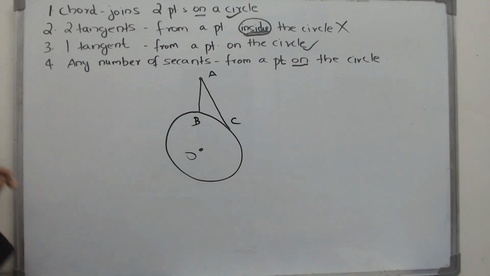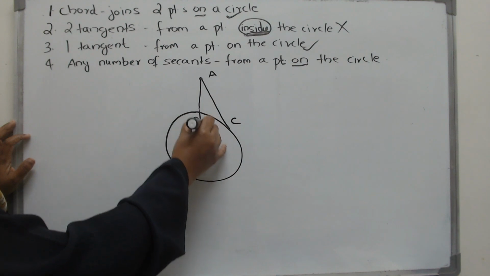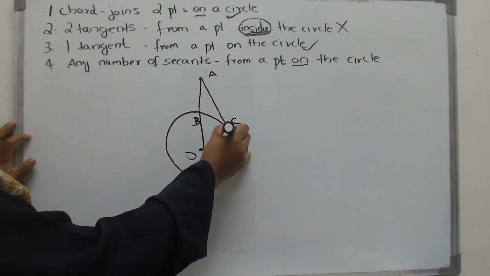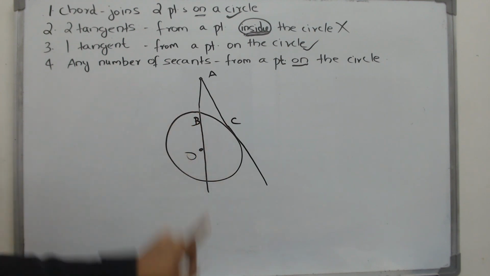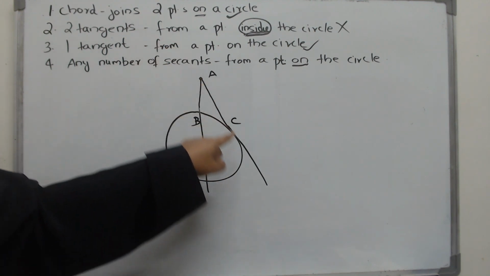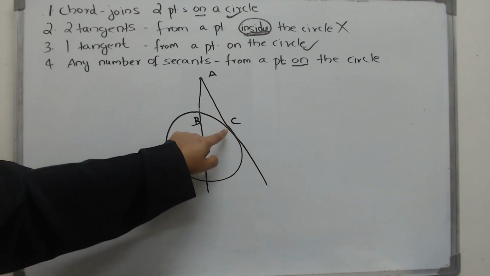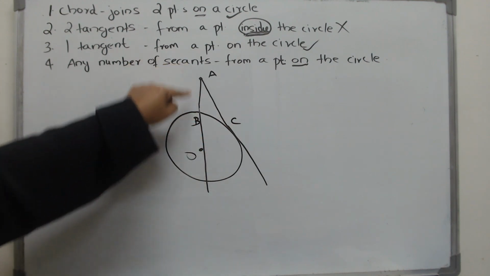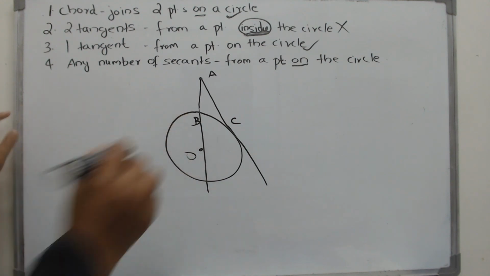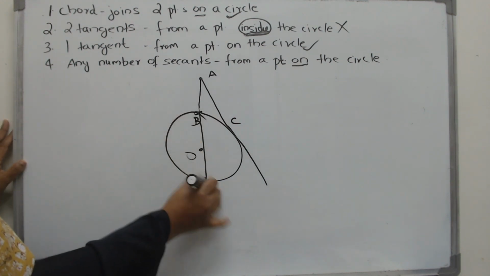If you have any doubts, try extending them. A tangent, even when extended, will touch the circle only at 1 point. However much you extend it, it will touch only at 1 point. But the secant, do you see that? Once you have extended it, it touches the circle at 2 points. 1 here and 1 here.